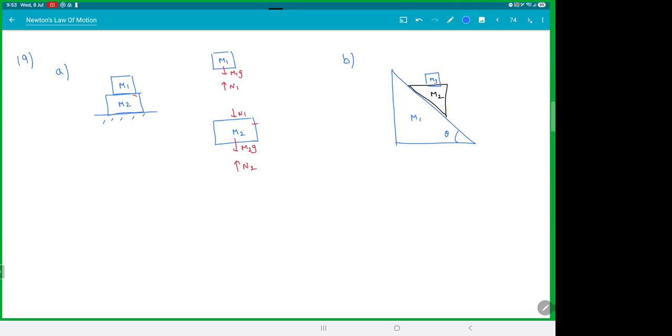So there is an incline, there is a triangular wedge on top of it, and an M3 block on it. Just draw the FBD of M1, M2, M3.